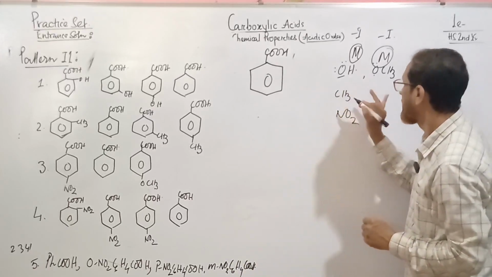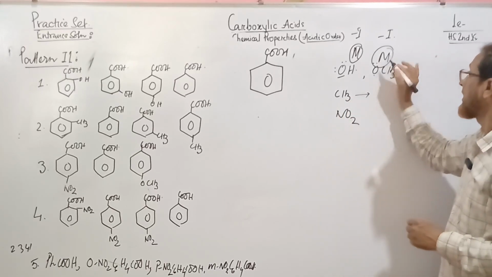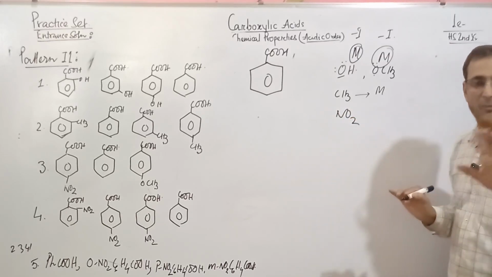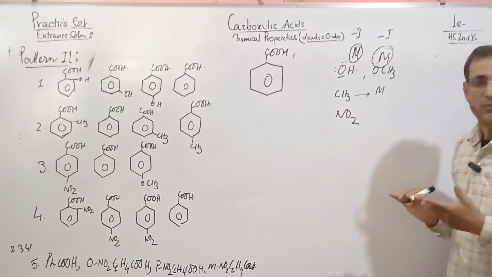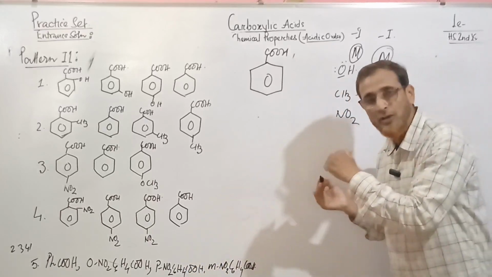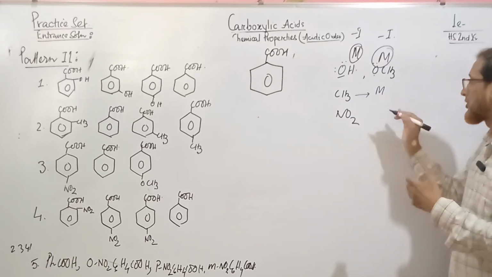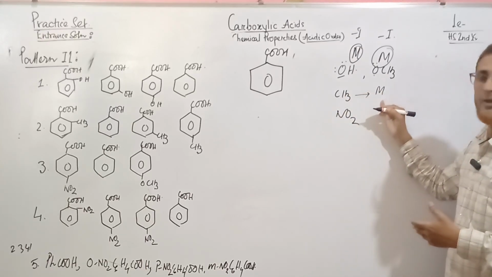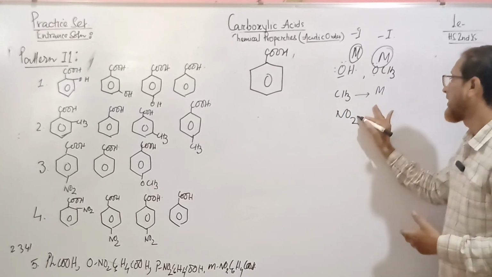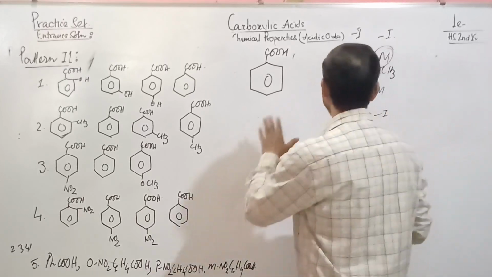Now, if a CH3 group is there, it has only M effect. It is involved in M effect due to hyperconjugation. You have got it. One C-H bond becomes just this type of no-bond structure, and this bond's electrons are involved in the M effect with the benzene ring due to hyperconjugation. CH3 is involved in mesomeric effect. It is known to you. Am I right? So there is no minus I effect, and if there is nitro, there is only minus I effect. So this is the thing.